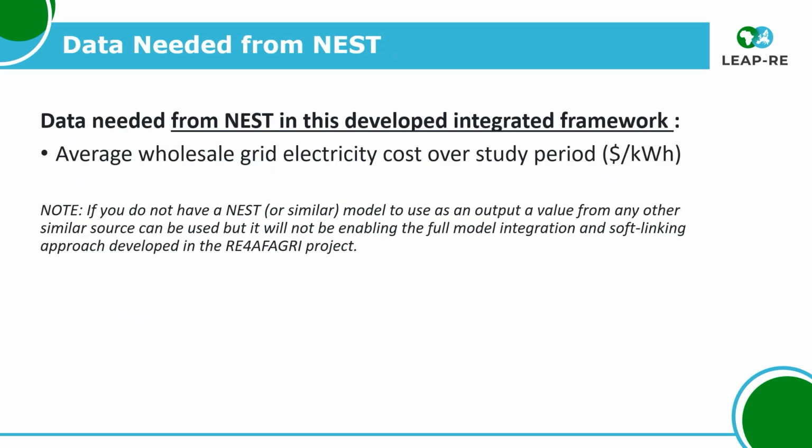The data we require from nest is much less, however, it's still important. Here we need the average wholesale grid electricity cost over the study period. Again, we can only have one value as these numbers can't change in OnSSET. If you do not have nest or something like it, you might be able to make an estimate of what you expect the grid electricity cost to be, perhaps from other studies or from soft linking to one of your own models.